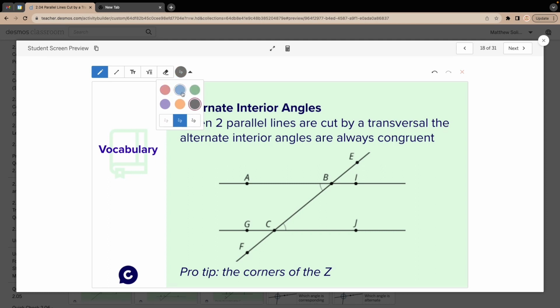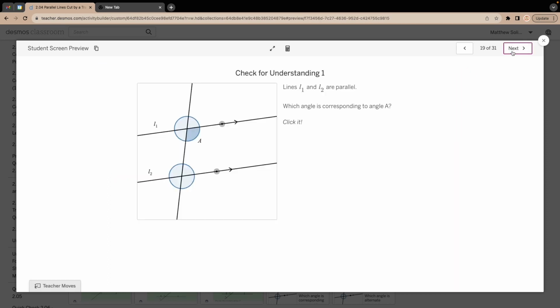So I'll do it. Let's do orange. If I made a backwards Z, these angles, these corners of the Z are also alternate interior, but they're not 50. Those would be 130. 130, 130, if I was using 50 as the other example. All right, so corners of the Z will help you find the alternate interior.